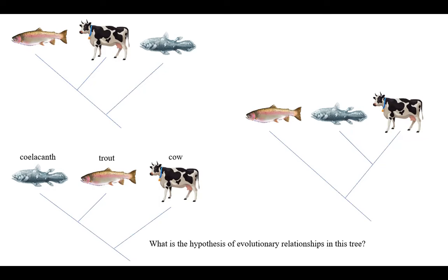Wild. All right, what does this one say? Then you guys, middle school diagrams, making you answer the same question three times in a row. It's exactly the same. What does this one say? Yes, Chrissy. The trout more closely to the cow than the coelacanth.